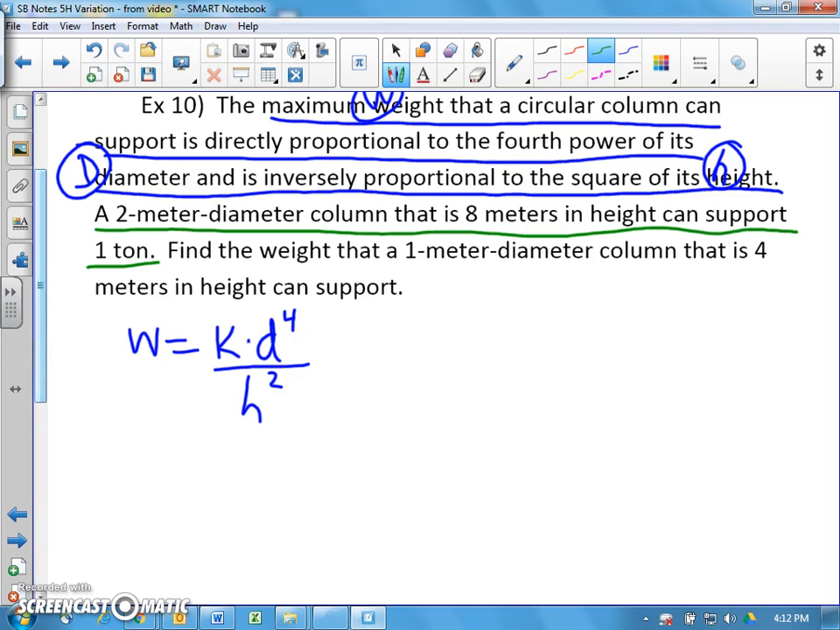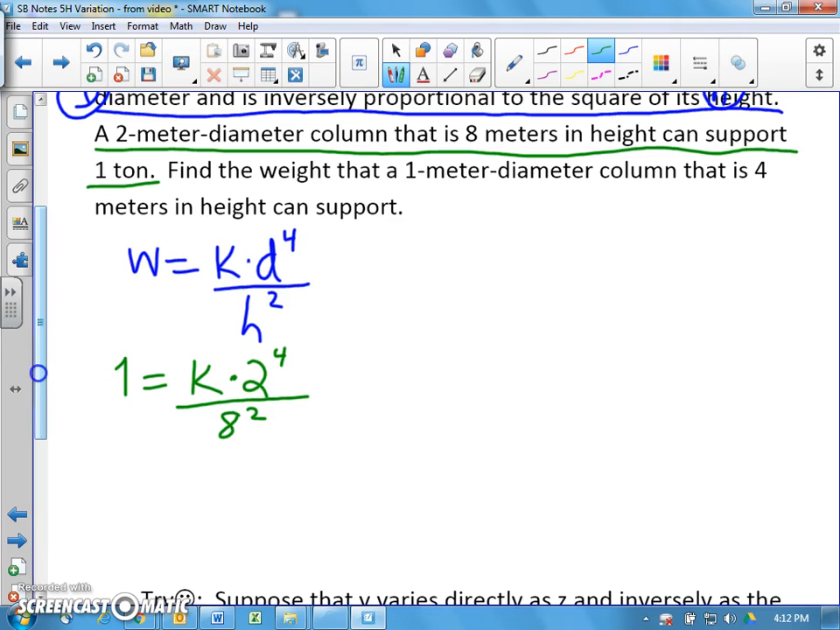All right, the weight that it can support is 1 ton, so we're going to go ahead and put a 1 here. The diameter, it's a 2-meter diameter column, so we'll do 2, and diameter is supposed to be raised to the 4th power. H, it's 8 meters in height, and that needs to be squared. So from here, we just need to simplify this a little bit and solve for K. So we would have 1 equal to 2 to the 4th, which is 16, over 8 squared, which is 64. So we have 16K over 64.